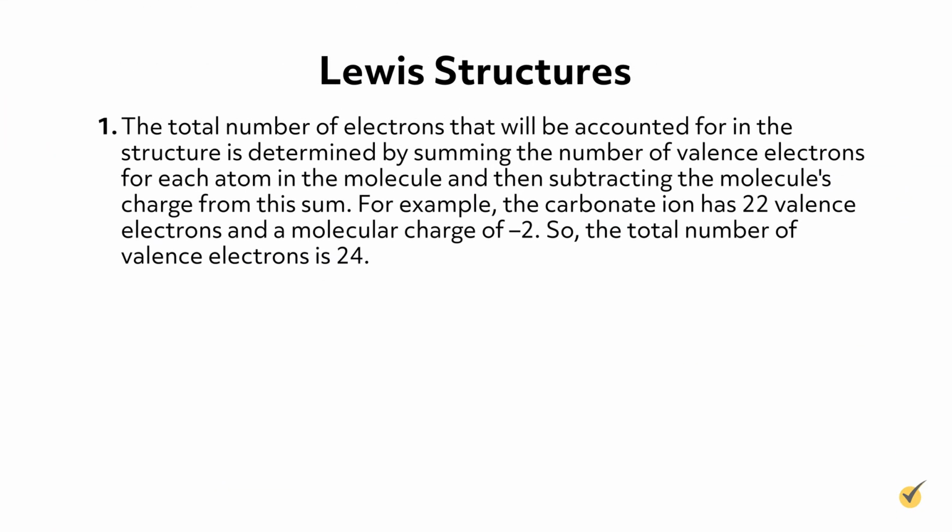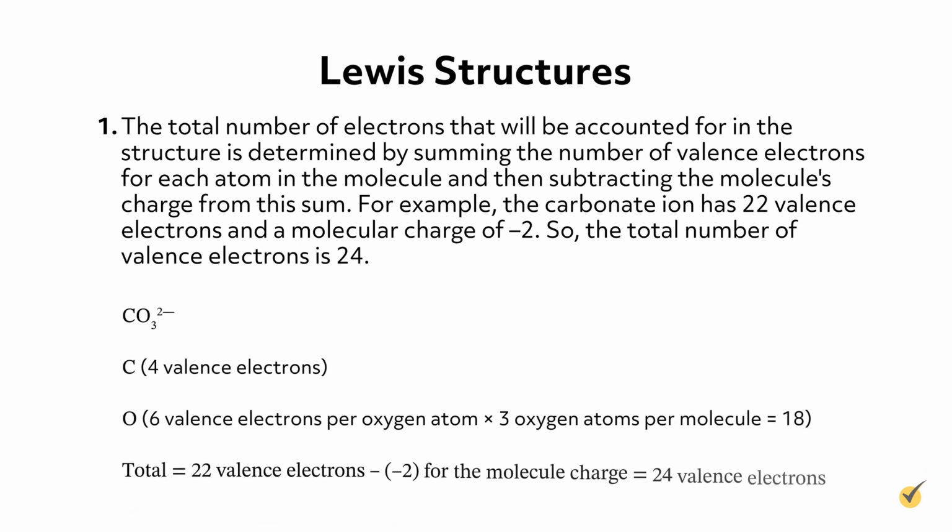Number 1, the total number of electrons that will be accounted for in the structure is determined by summing the number of valence electrons for each atom in the molecule and then subtracting the molecule's charge from this sum. For example, the carbonate ion has 22 valence electrons and a molecular charge of -2. So the total number of valence electrons is 24.